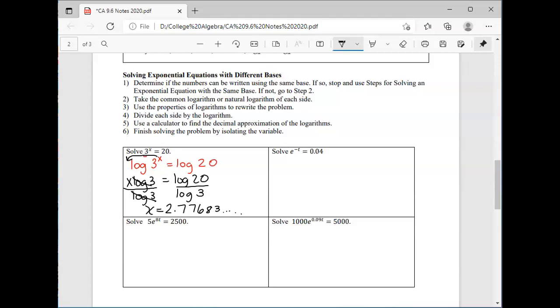It doesn't matter which one you use, but it would be better to use what here? Because we're working with an E. If you're working with an E, it's better to use the natural log. So the natural log of E to the negative T power is equal to the natural log of 0.04.